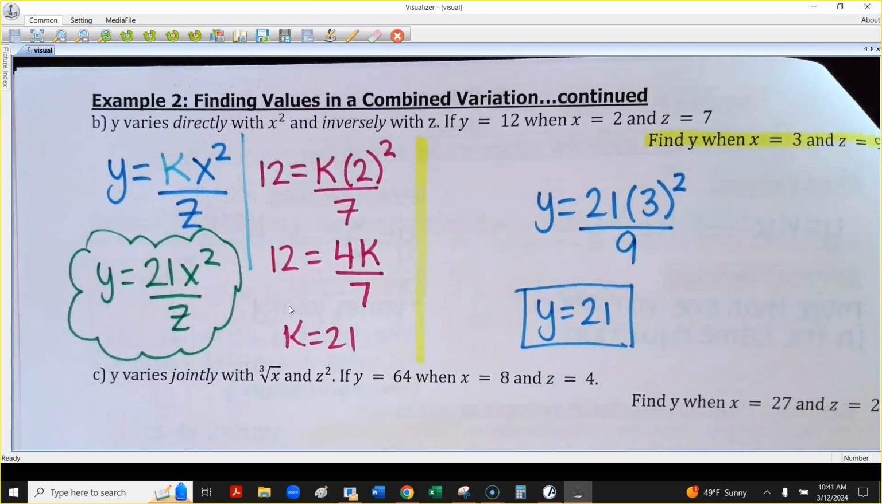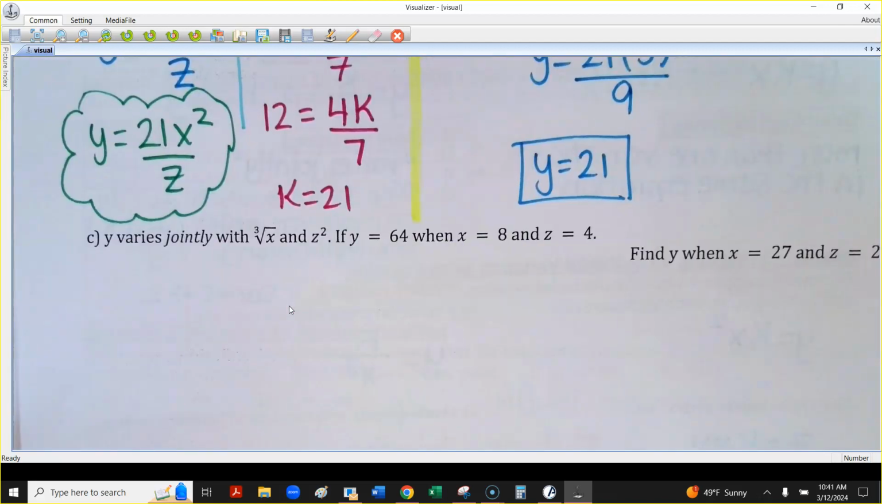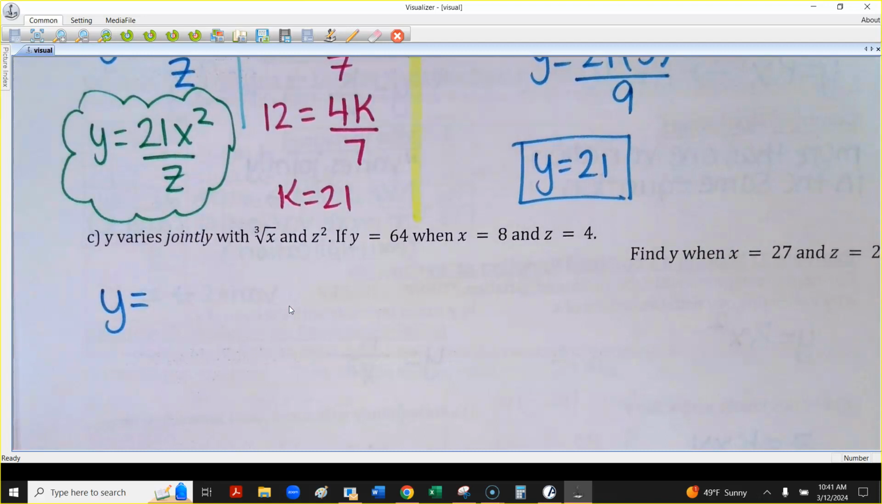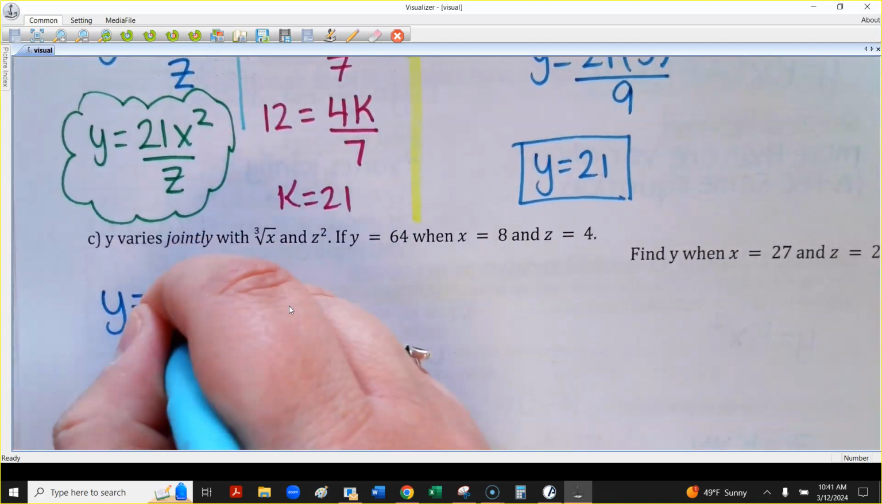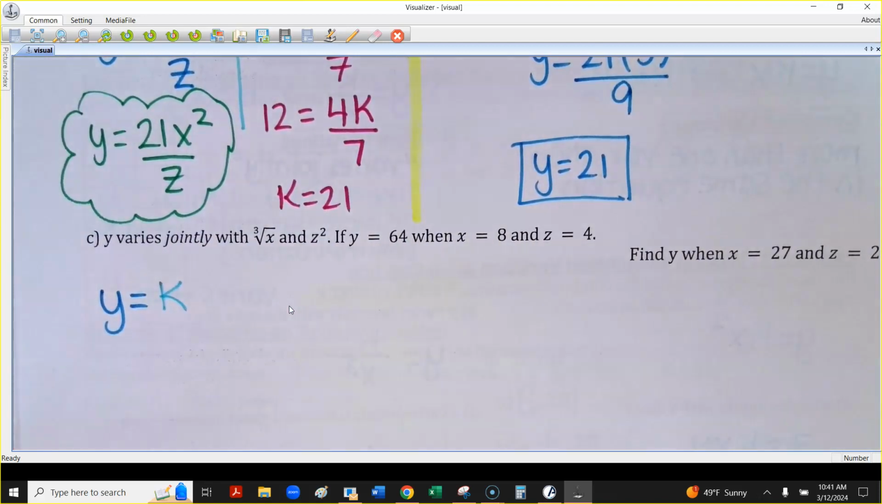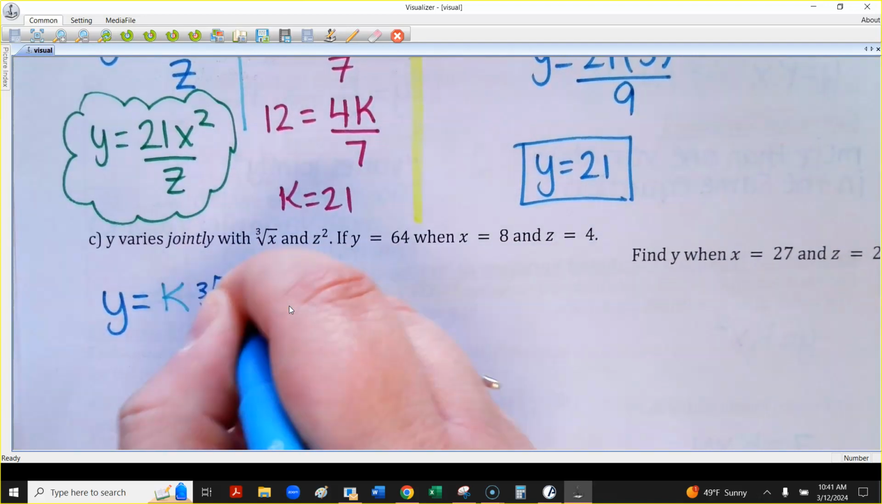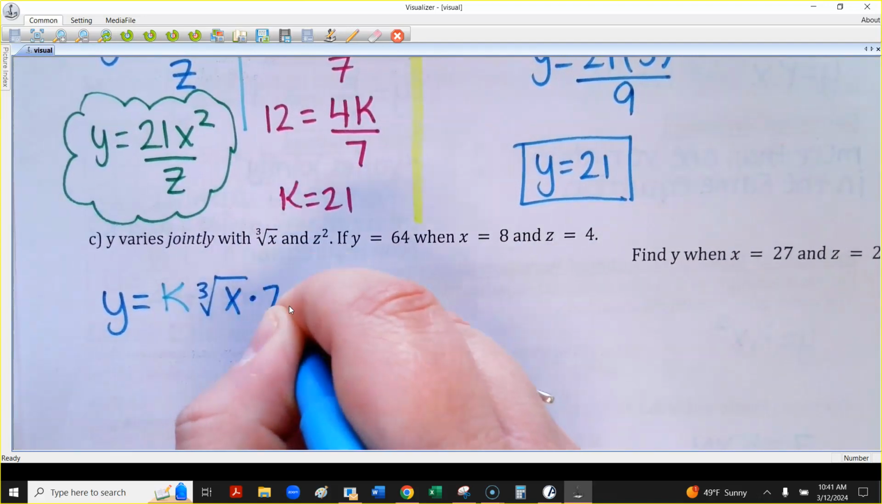Okay, I'm going to try one more with you. So this says y varies. I'm going to write y equals, and I'm immediately going to put a k, because they're not going to give me a k in the description, but I have to find what the constant of variation is for this relationship. Jointly means you are going to multiply together whatever information follows that. So jointly with, let's see, we got cube root of x and z squared.